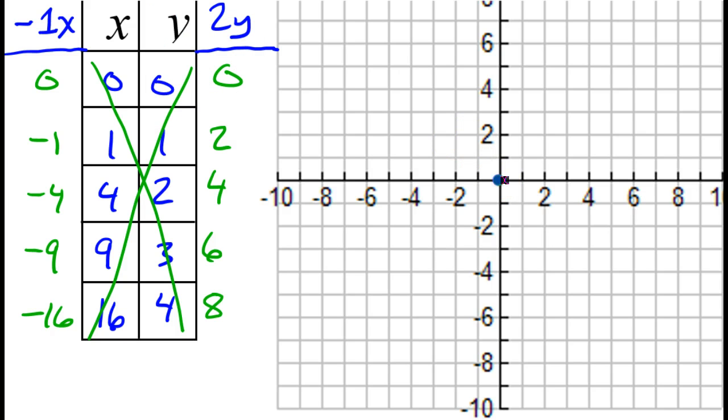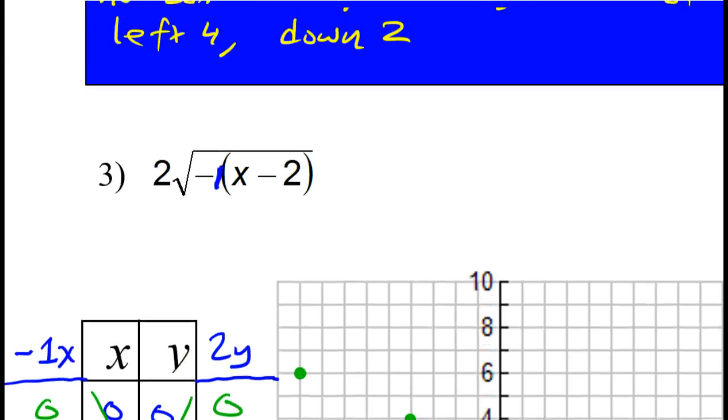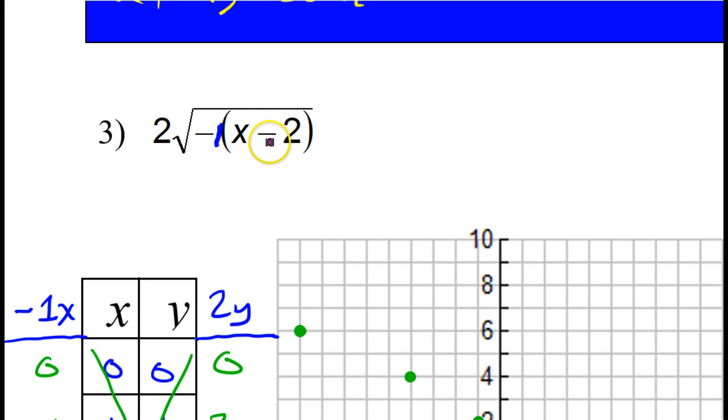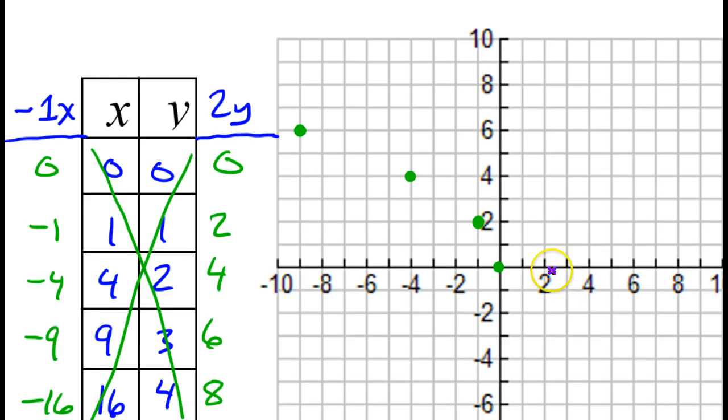So let's graph the skeleton. 0, 0, -1, 2, -4, 4, -9, 6. All right, and that's all that will fit. And then we'll do the additional transformation. What's this -2 going to do for us? Right 2. So I'm just going to move everything right 2. So boom, boom, boom, boom.